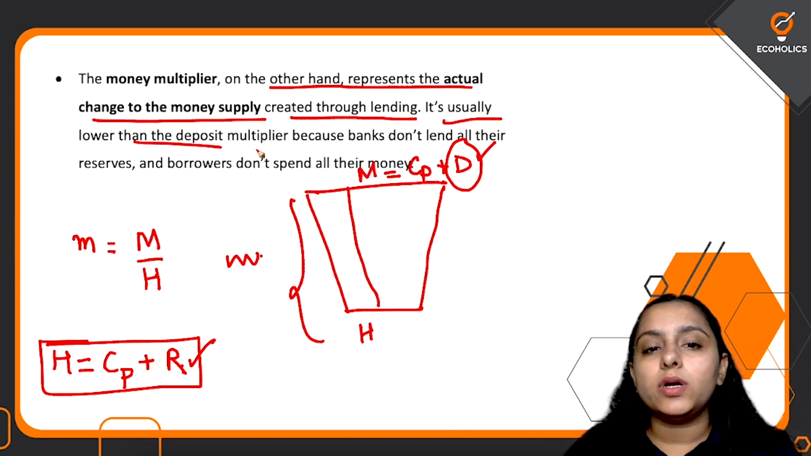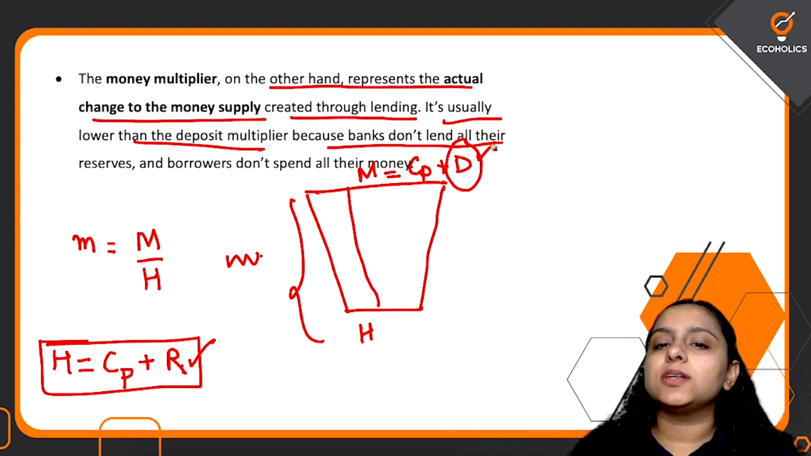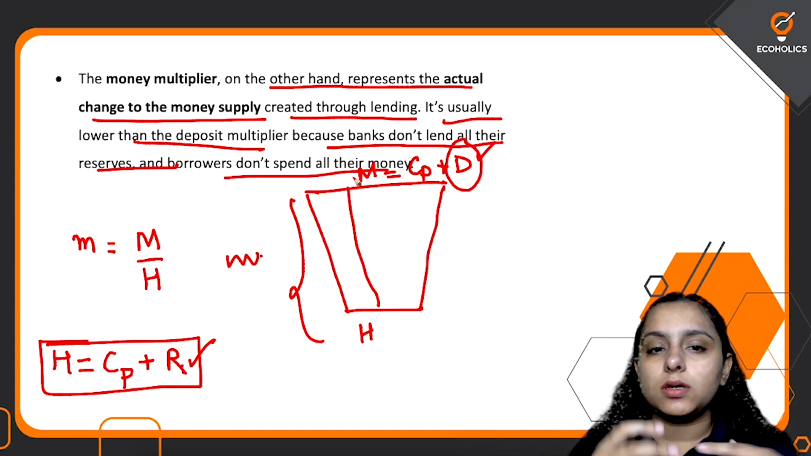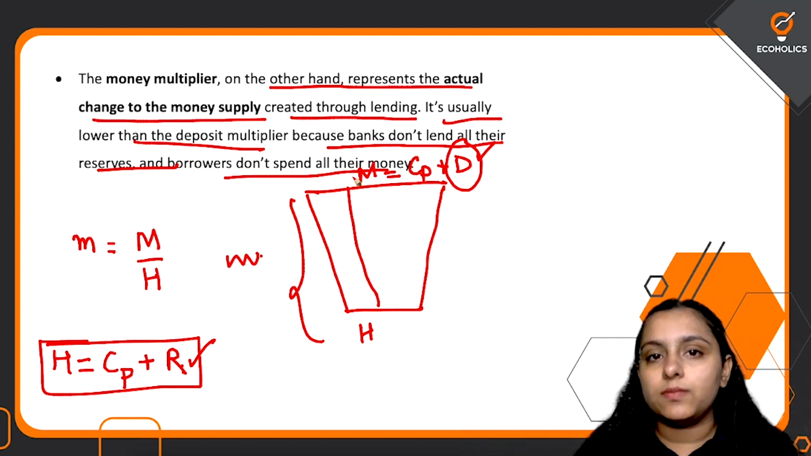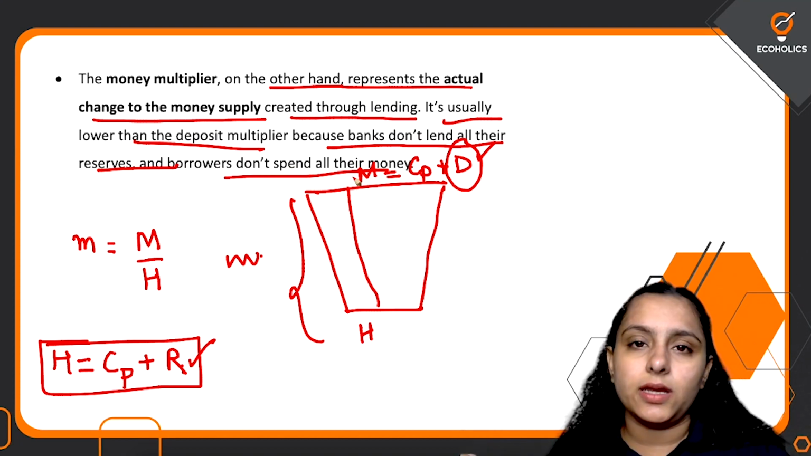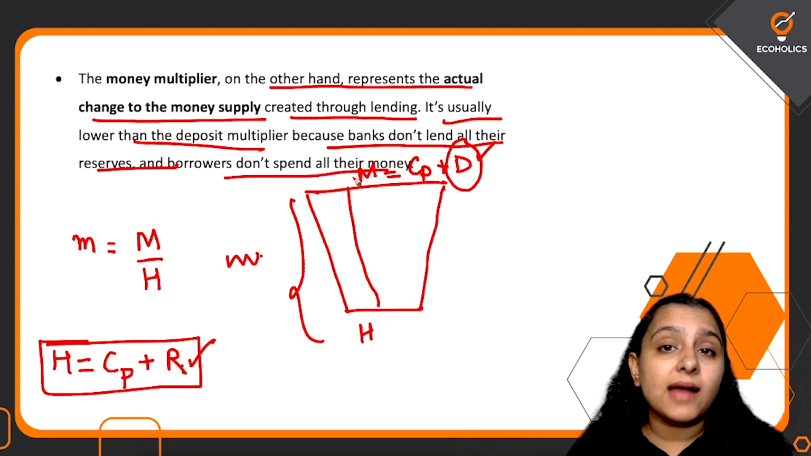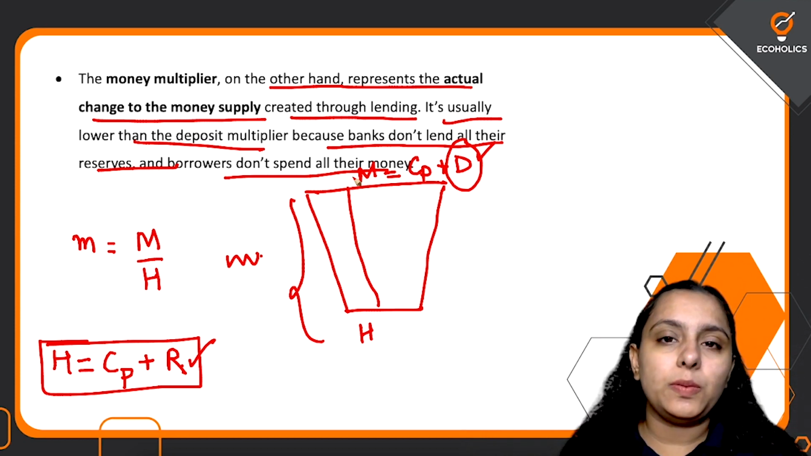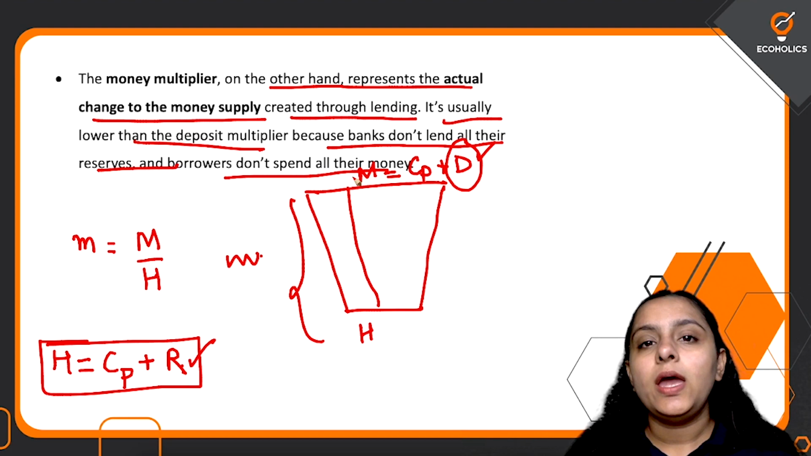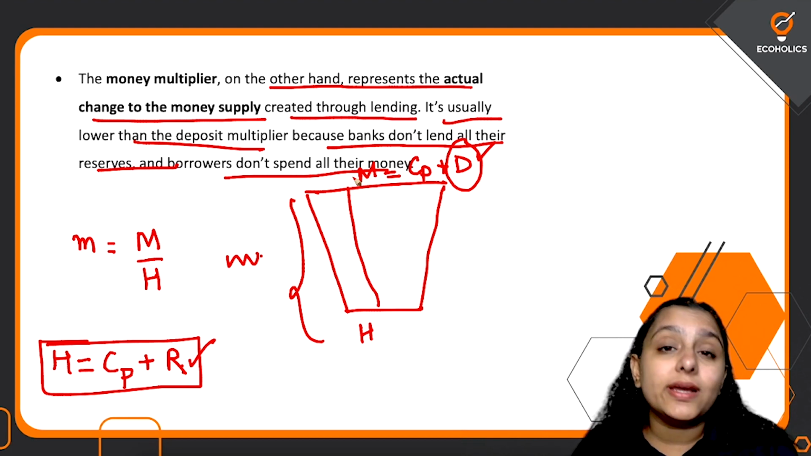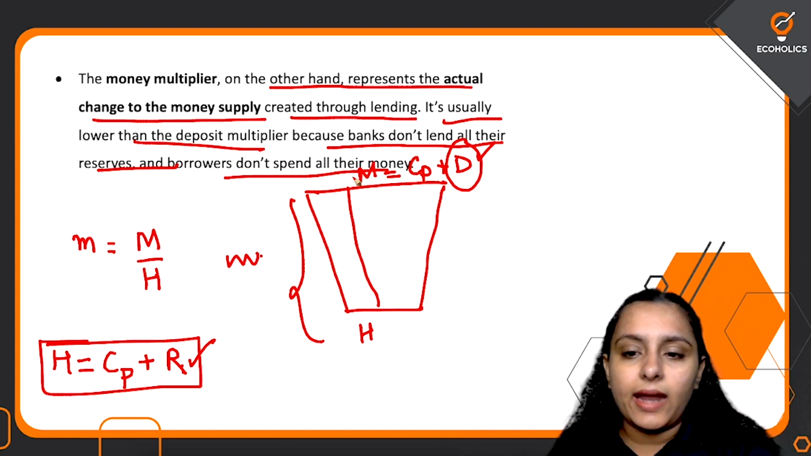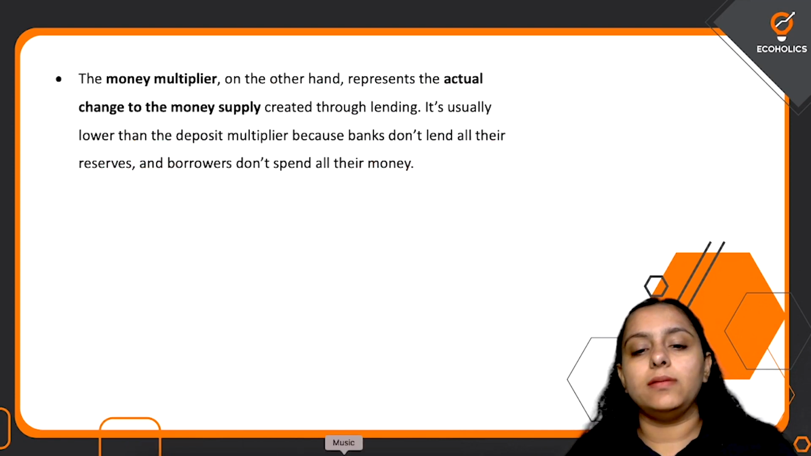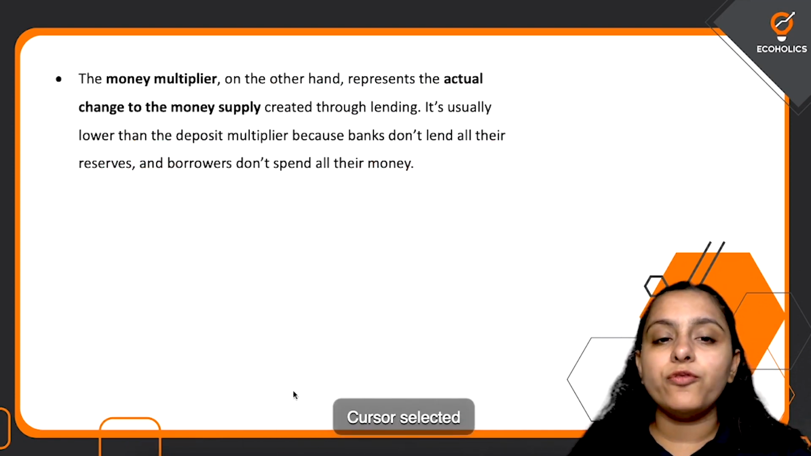It's usually lower than deposit multiplier because of course banks do not lend all of their reserves and borrowers do not spend all of their money. In the deposit multiplier, we take the proportion which will be created into the deposits. But the banks are keeping a part of the money with themselves, hence the deposits, hence the money cannot be increased by that extent. And also, if you are increasing money supply, people are not coming again to the bank to increase that deposit because they're not spending all of their money again. So this is the definition of money multiplier.